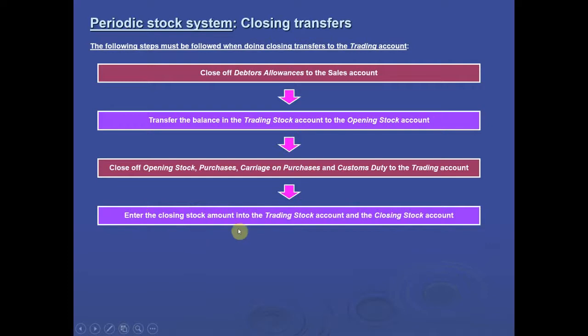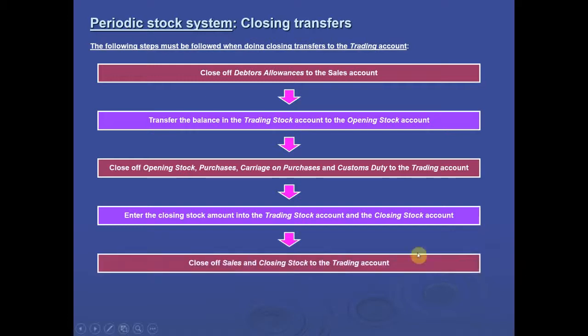Then we enter the closing stock amount into the trading stock account on the debit side. The contra entry is the closing stock account, which we will credit. And then immediately afterwards we have to close off the sales as well as the closing stock to the trading account. We will debit sales, debit the closing stock account, and credit our trading account.